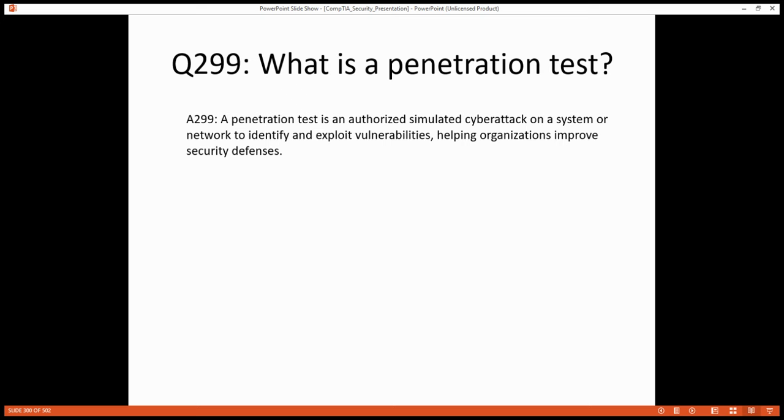Q299. What is a penetration test? A299. A penetration test is an authorized simulated cyber attack on a system or network to identify and exploit vulnerabilities, helping organizations improve security defenses.